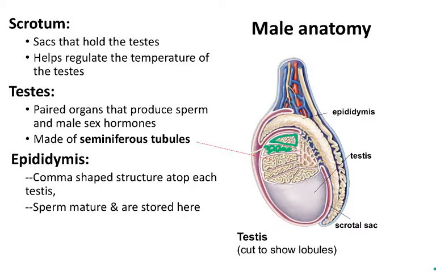The testes are where sperm are born, but not where they mature. So after they're born, at a certain point, they migrate out into this larger set of tubes, and they enter into the epididymis, which is described as a comma-shaped structure. And there they are going to remain until a male ejaculates, or if ejaculation doesn't occur for a long period of time, they can be reabsorbed.